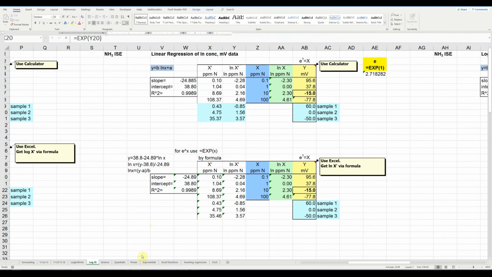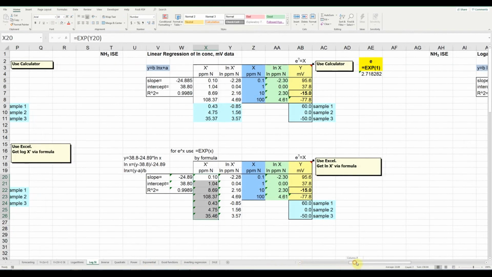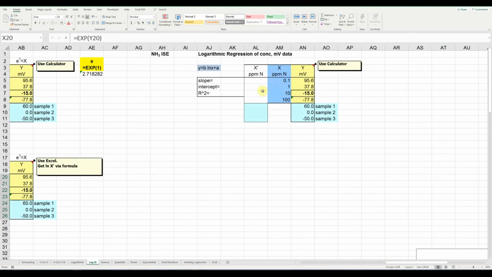Take a look at the notes. Bottom of page 239, I'm asking you now to enter the same data set without taking the log or the ln, but rather enter the data as it is, but enter it into the logarithmic regression mode of your calculator. That way you don't have to linearize the data before you enter it. In Excel, you can enter that data to the far right side of the logarithmic worksheet that you're on. So just enter x and y on the calculator and go ahead and forecast the values directly. Make sure you are in the logarithmic regression mode. I have a short video that shows you how to do this.